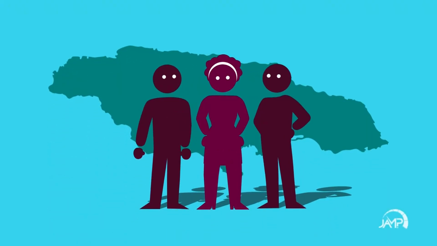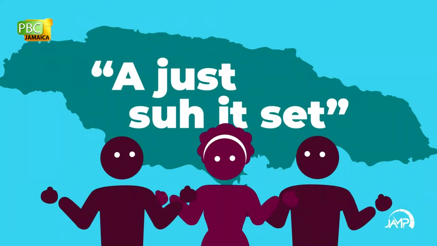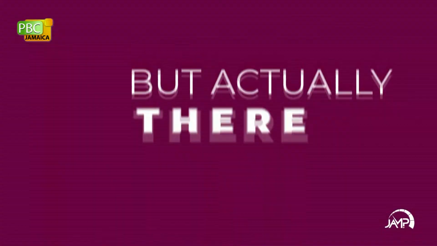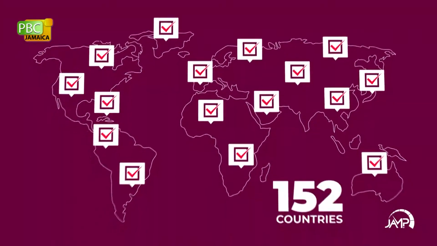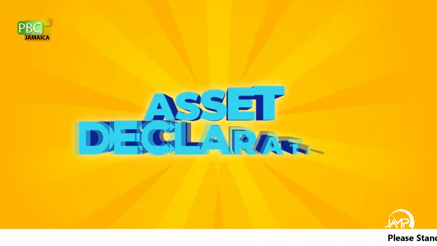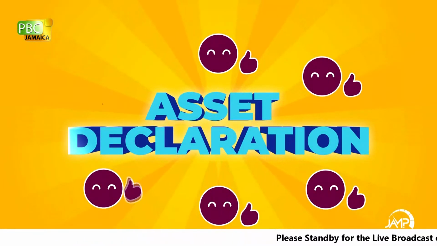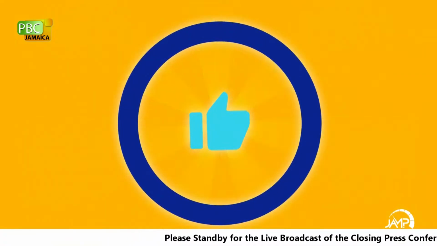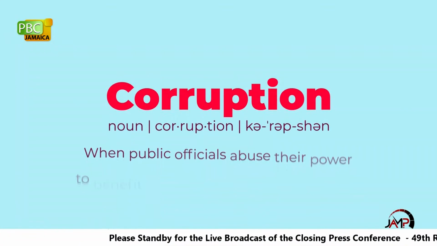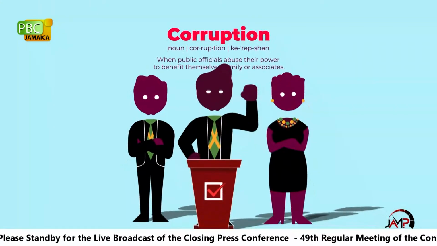Most Jamaicans will tell you corruption in politics is deep-rooted, and nothing can be done about that. But actually, there is, and another 152 countries are doing it. It's called asset declaration, and it works best where citizens themselves understand it and help to ensure the law is enforced. Corruption happens when public officials abuse their power to benefit themselves, family, or associates.